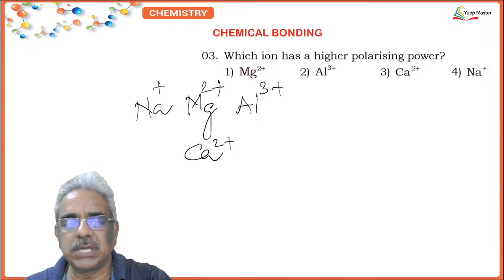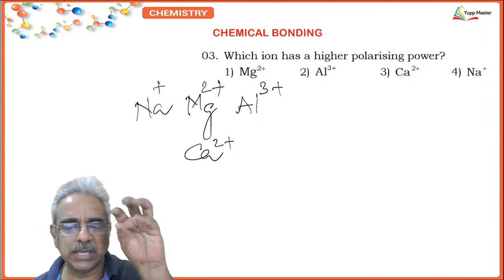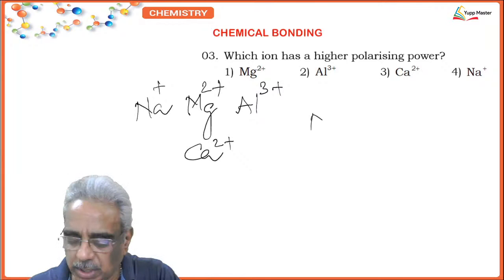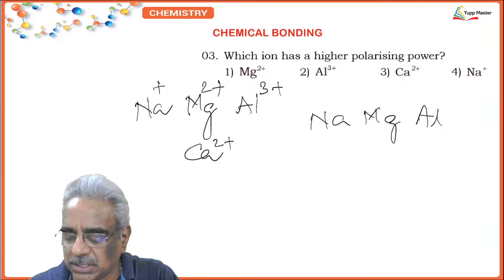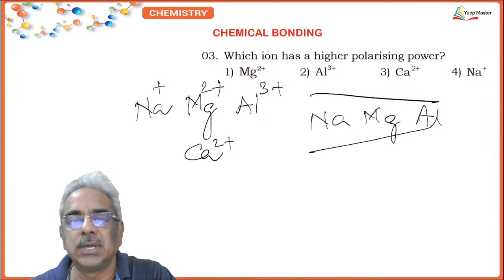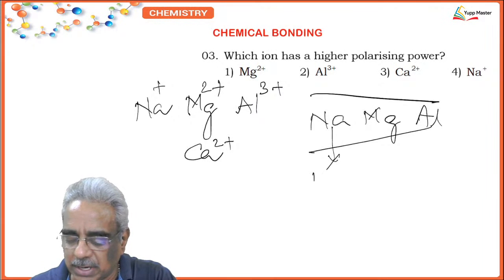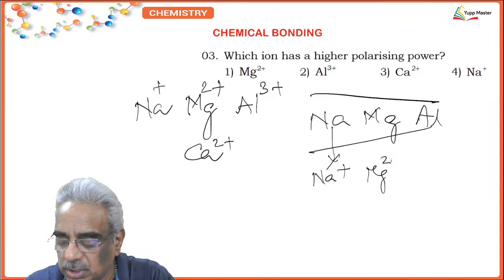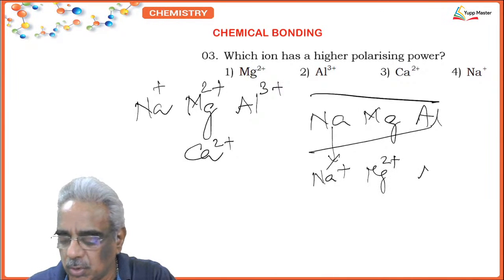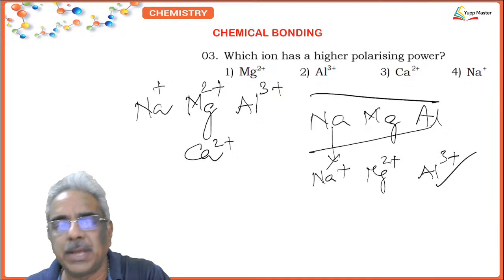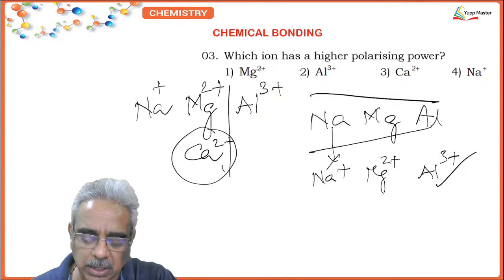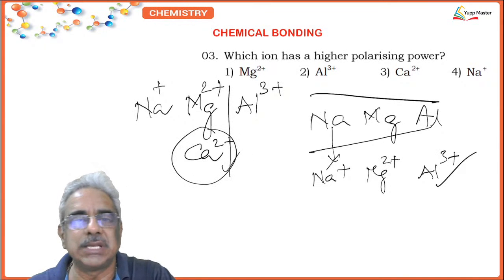So he is asking which has got highest polarizing power, which is the one with very less size and more charge. So whose size is less? As you move from sodium to magnesium to aluminum, in the atoms itself, atomic size decreases. You have removed only one electron from sodium, this is smaller. You have removed 2 electrons from magnesium, it will become still smaller. You have removed 3 electrons from aluminum, it is still very much smaller. And obviously when you come down in the group from magnesium to calcium, the size increases.